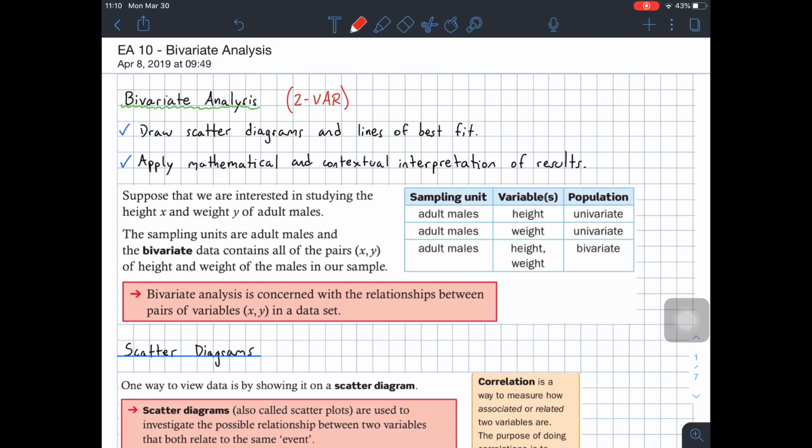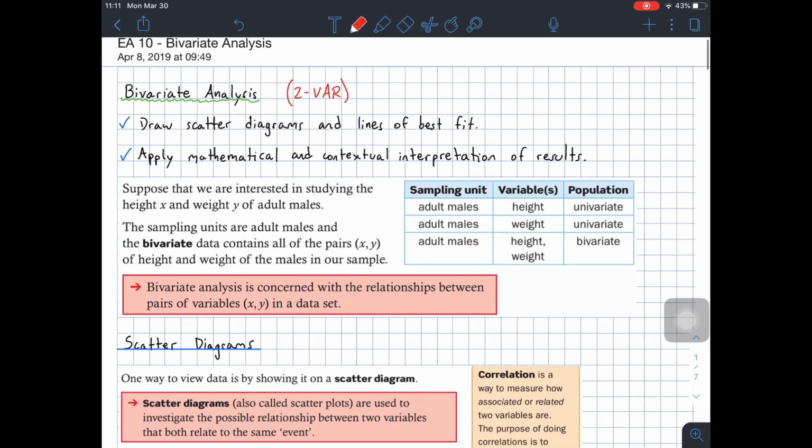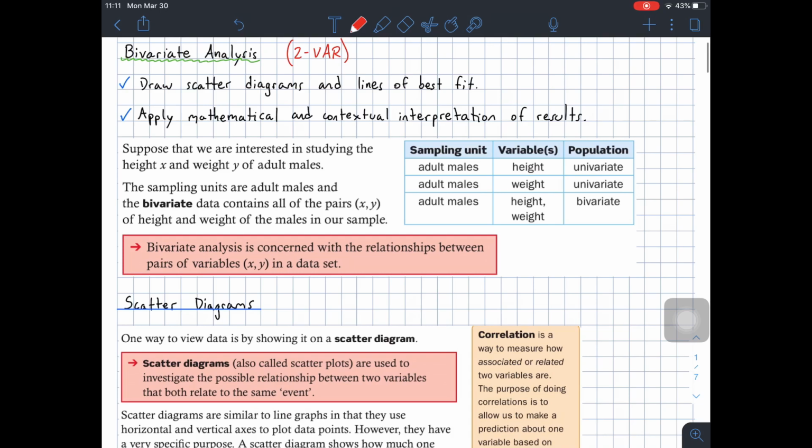Okay, so the objectives for this class are two. The first one, draw scatter diagrams and lines of best fit. We're going to see those concepts. And number two, apply mathematical and contextual interpretation of results. Okay, so let's start by defining what bivariate analysis is about.